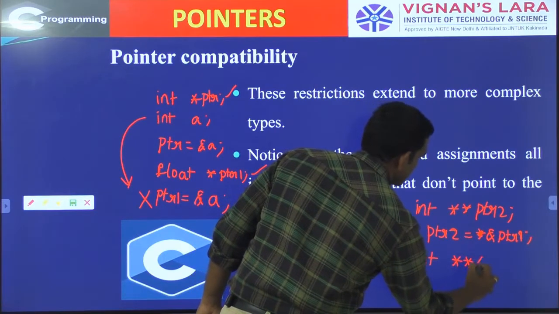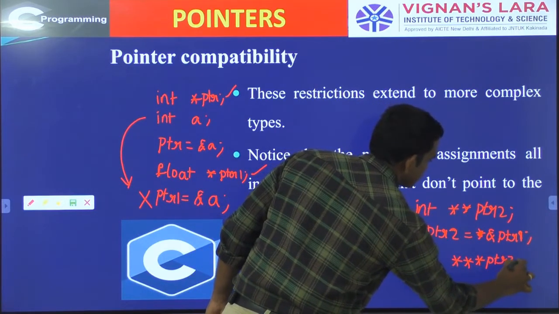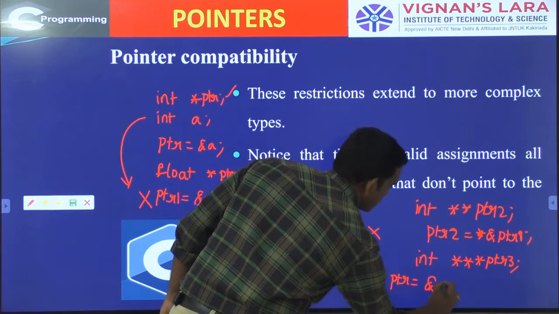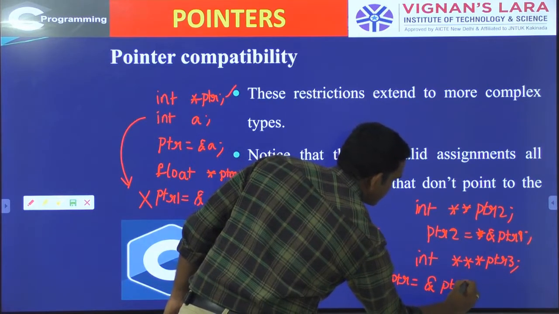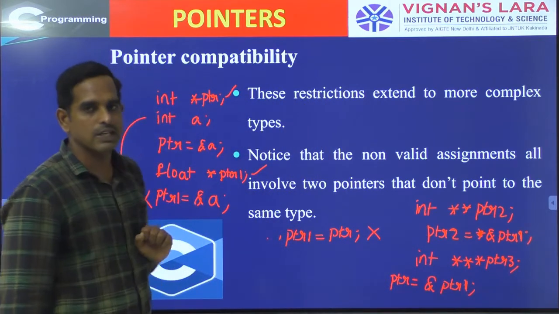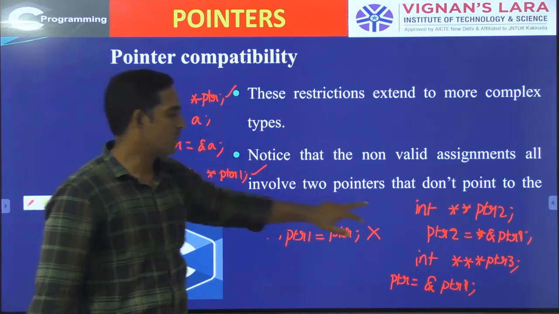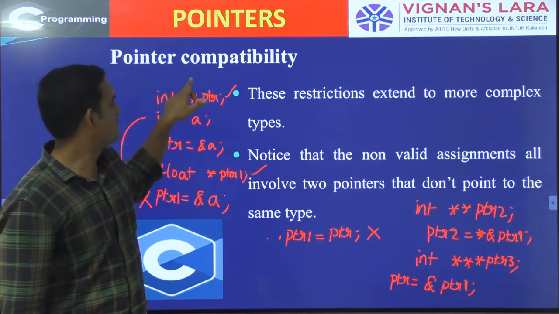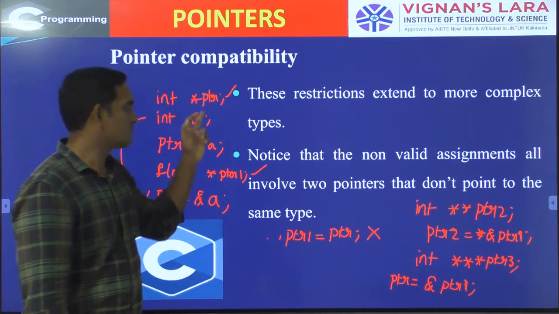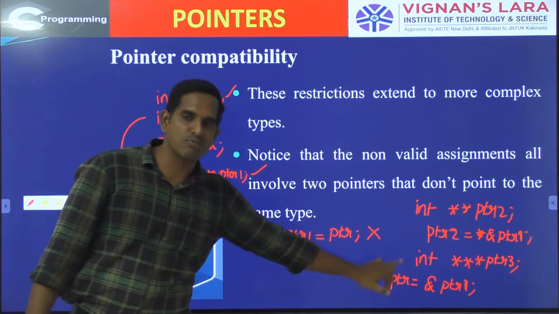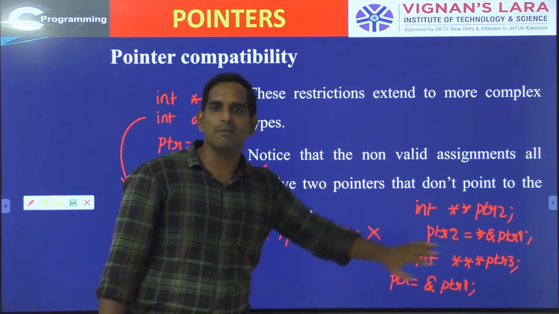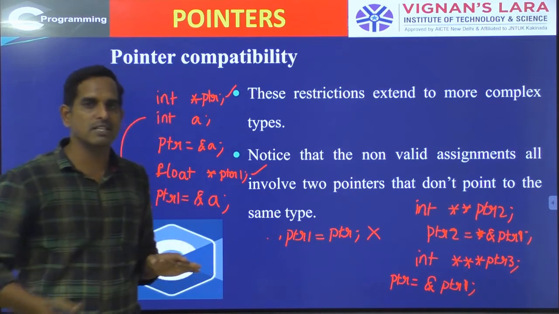For example, if I am having star star ptr3, I cannot use ptr3 and point it to the first pointer, that is ptr. I cannot use the triple pointer and point it to this ptr, that is the first level of pointer. So a pointer to a pointer can point to ptr, but your triple pointer cannot point to your first basic pointer. So those are the levels of pointer: the second level pointer can point to the first level, the third level pointer can point to the second level. So you should not be mixing up these things.